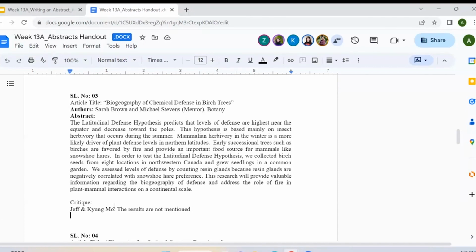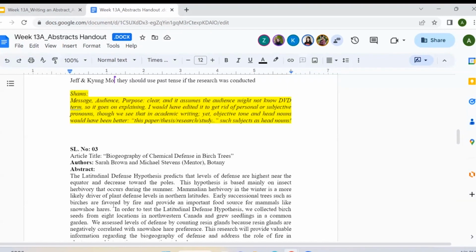Overall, we'll try to look at whether the message, audience, and purpose are clear or not, and whether it has an IMRD structure or not. If something is too long, then we'll talk about whether it's justified or not. Let's say the method is too long. If the discussion is not there at all, we'll mention that, and whether that's correct or not.